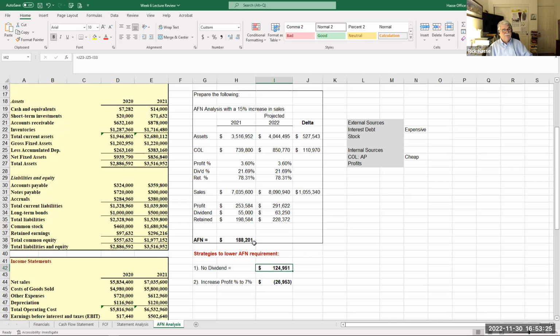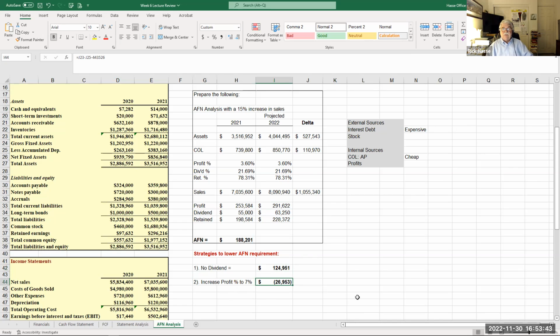Another strategy would say, you know what? We're biting off more than we can chew with this 15% increase. Let's only increase 7%. Then we will have plenty of money to fund that asset growth.